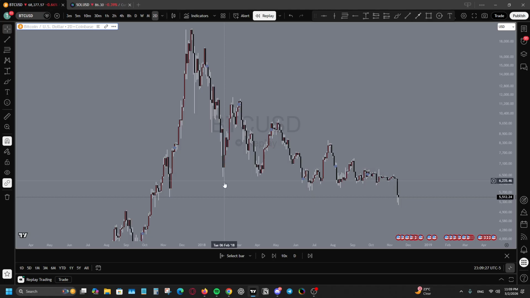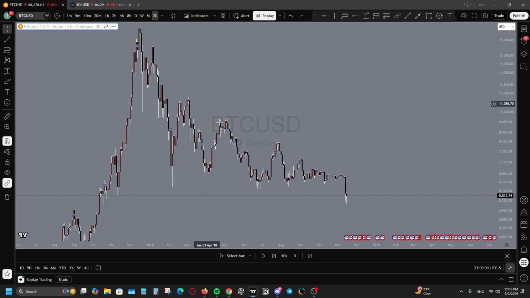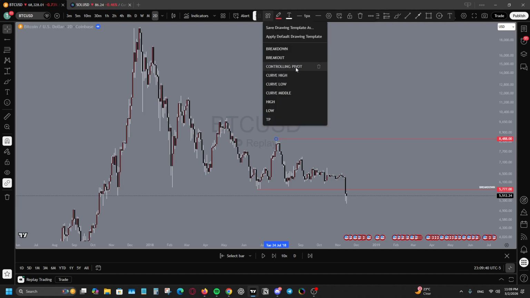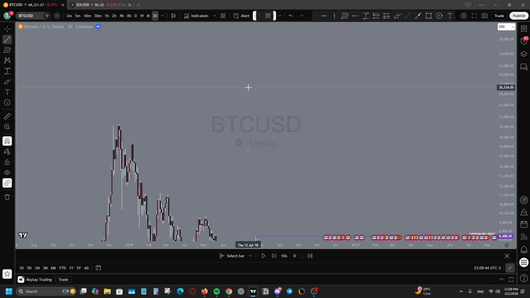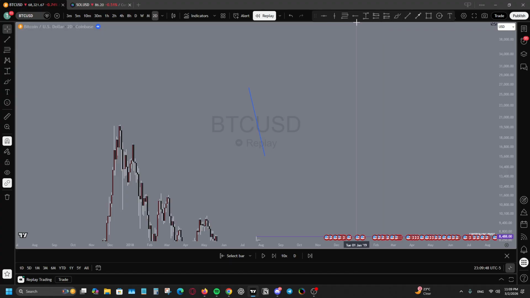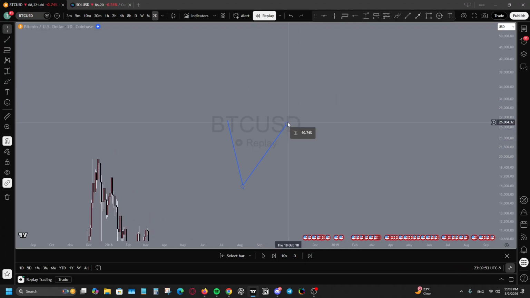We have a high, low, lower high, breakdown. All right, and then high, low, lower high, breakdown. Okay, and then this is our controlling pivot. Just like our uptrends, all right, this is how a downtrend is formed. We have a high, a low, a high that's lower than the previous high, and then a breakdown.